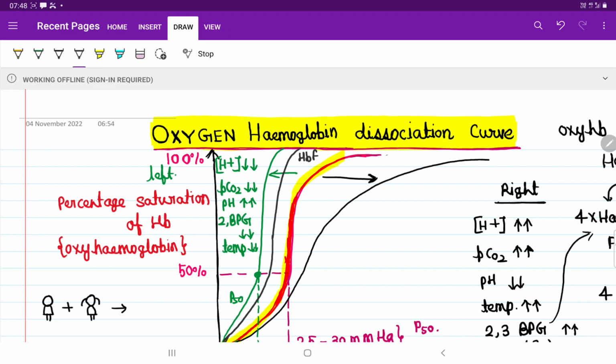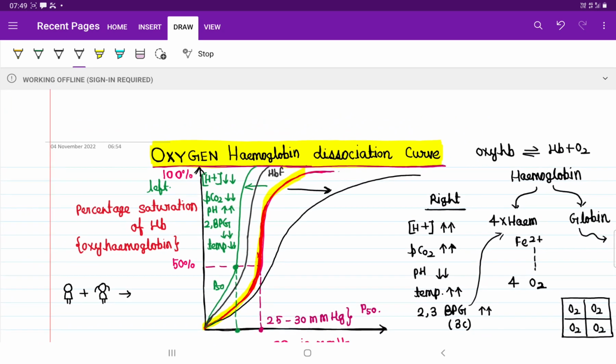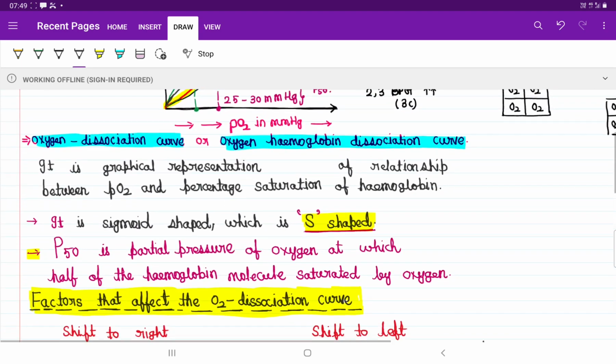So this is the oxygen hemoglobin dissociation curve, or oxygen dissociation curve. The remaining we will see in the next video.